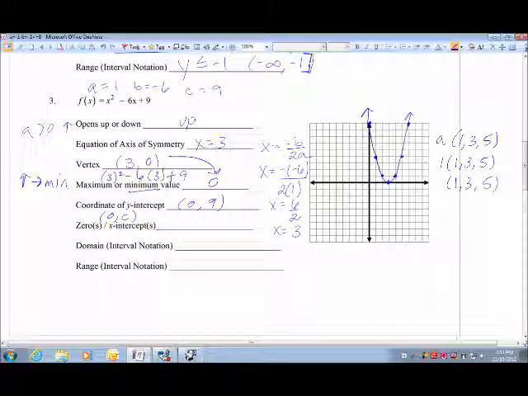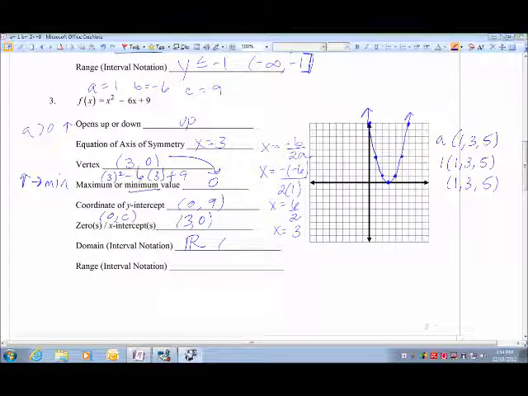Now, there's only one point where it crosses the x-axis, and that's our vertex. So we're going to write 3, 0 as my x-intercept. The domain is all real numbers, okay? And all my x values go from negative infinity, and they want interval notation here, so we're going to go from negative infinity to positive infinity.